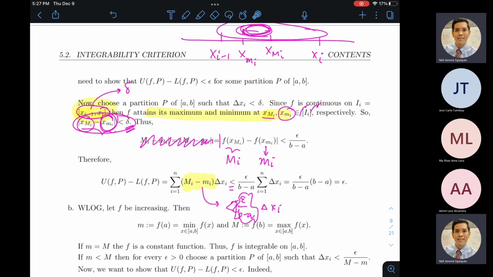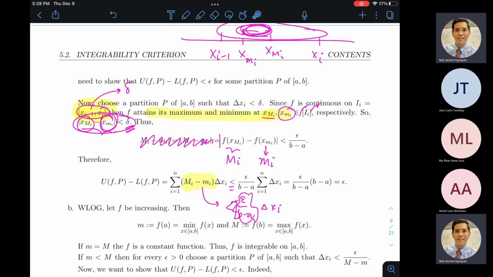Now, the proof for part B, here the assumption is that f is monotonic. The case when f is increasing is given in the lecture notes. When f is decreasing, you will have a very analogous proof. You will just flip some of the other inequalities, but essentially it's the same. Actually, the proof of part A is more generic, because in part A we only assumed that f is continuous.